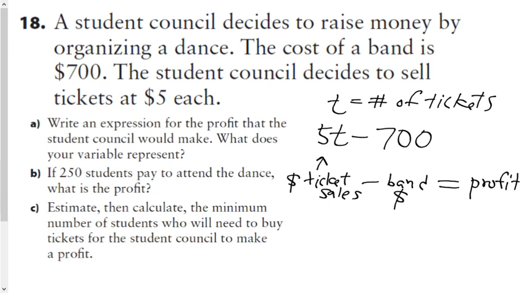If 250 students attend the dance, what is the profit? Well, you take your expression, substitute 250 for your T, and you would end up with $50 profit.